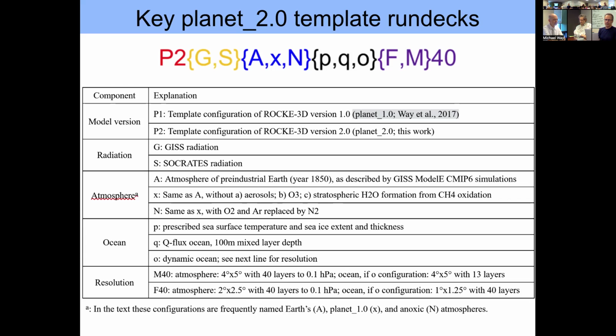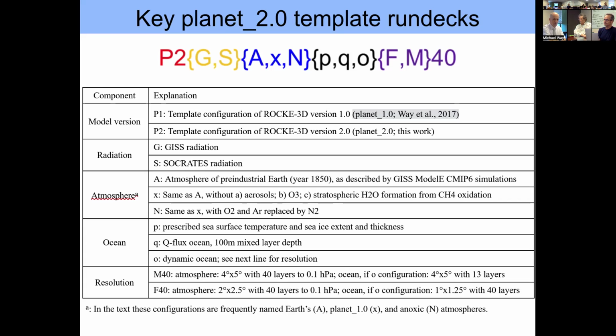So when we are using the medium resolution atmosphere, the ocean has a 4x5 resolution and 13 layers. When you are using the fine resolution of the atmosphere, which is 2x2.5, the ocean has a 1x1.25 resolution with 40 layers. It might sound like too much, but it really isn't. It's pretty straightforward. All of those run decks exist. All of those templates exist, and you can mix and match. We have vetted them. They work as expected.